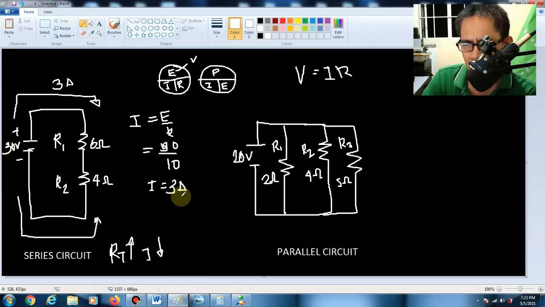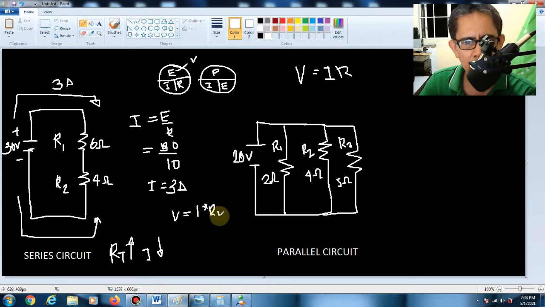Then, using the Ohm's law formula, voltage is equals to the current multiplied by resistance, by R1. Doon sa R1 natin, current we have the 3 amperes. So, 3 amperes times 6 is equals to 18 volts. Ibig sabihin dito sa R1, nagkaroon siya ng voltage drop, meron siyang 18 volts.